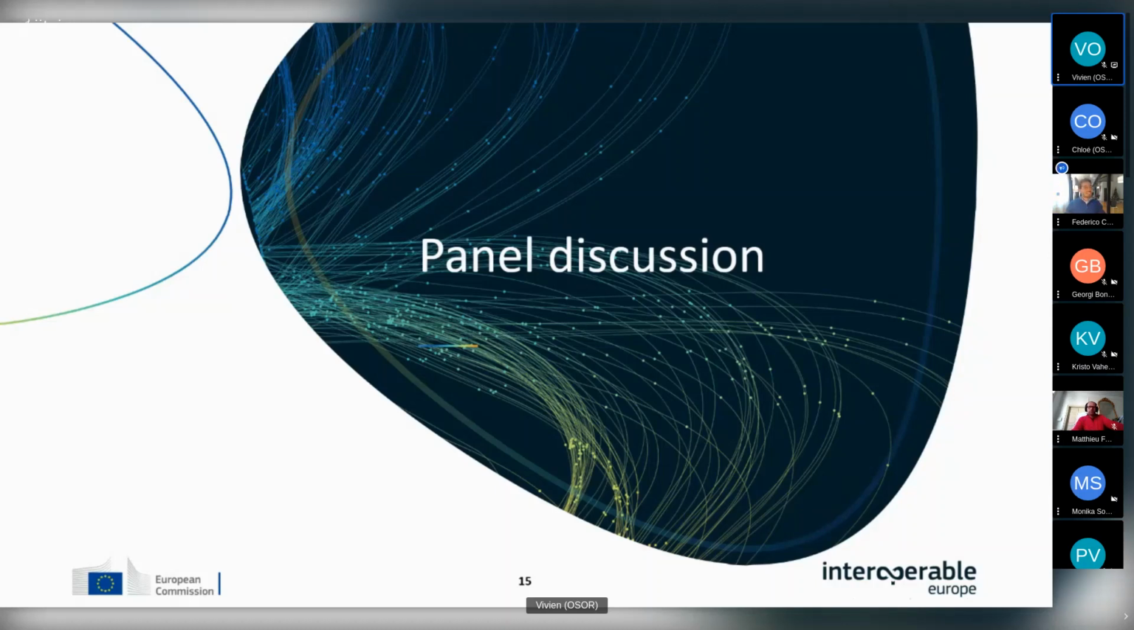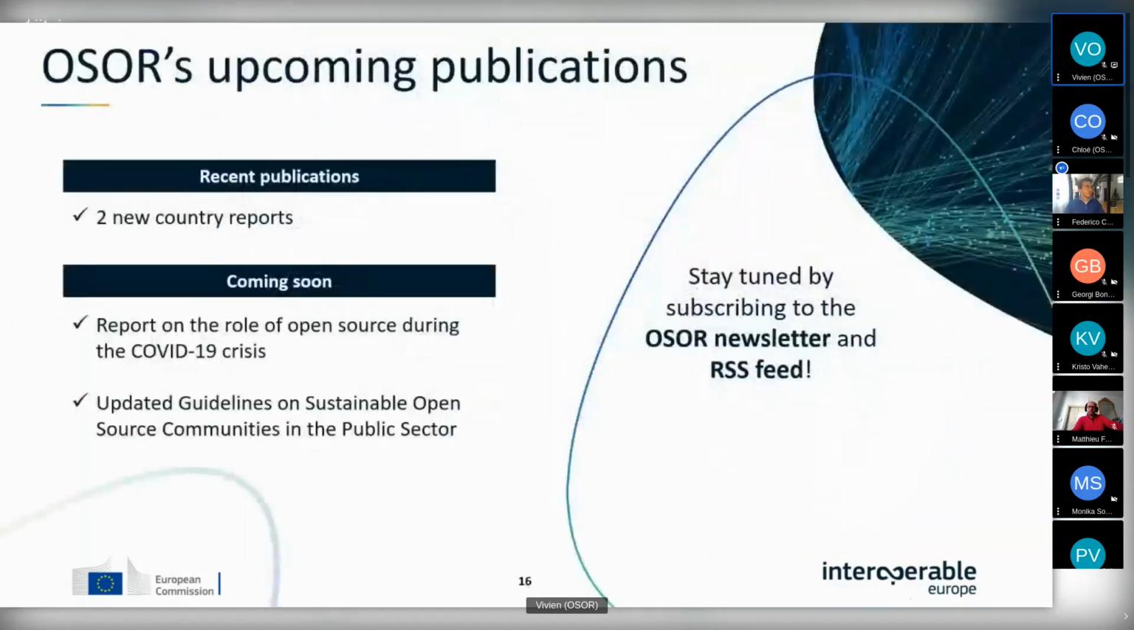Thanks a lot, Monica, and of course, thanks a lot to Matthieu and Kristo. So maybe just a few additional pieces of information before closing the meeting. Just for your information, on OSOR, we recently published 2 new country reports. So with those 2 now, we reached a total of 27 reports from the member states, plus an additional 17 on different countries throughout Europe. And in the upcoming days, probably within this or next week, there will be an additional publication on OSOR, and more specifically, a report on the role of open source during COVID-19, with some insights and different case studies within it. It will focus more on the health and education sectors.